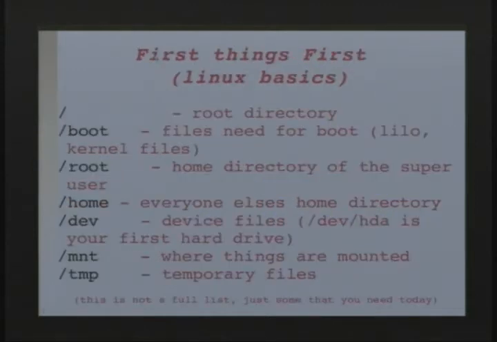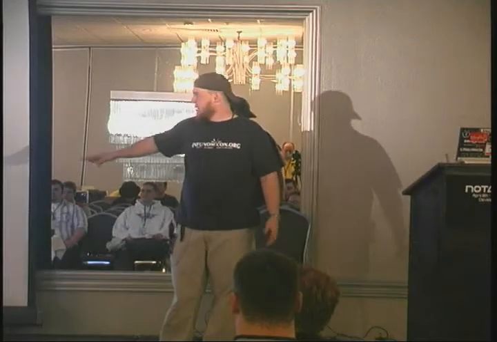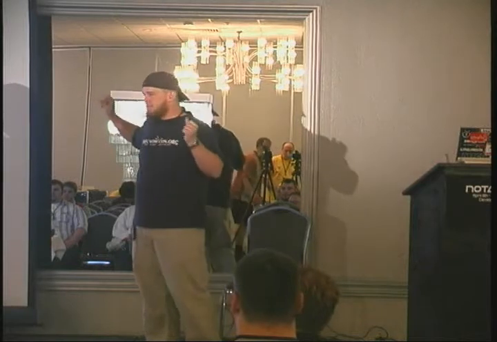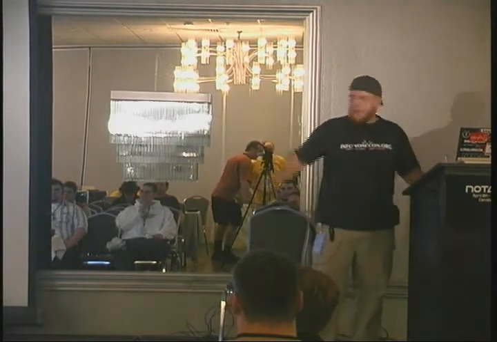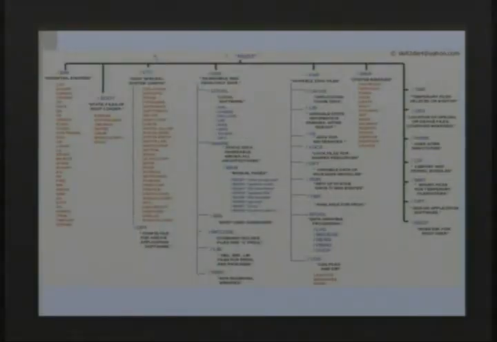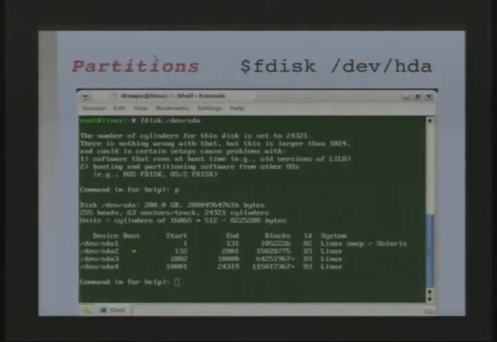Okay, first things first. Like in Windows, you have your C drive, and then there's Documents and Settings, and there's the Windows directory, and there's Program Files. Linux has the same thing. It's got boot, root, home, dev, mount, temp, things like that. You don't have to memorize everything that's on the slides. I put a lot of charts and stuff like this in it, so you can go back later and look at it if you're curious about it. And here's a really good example of that, this really awesome graphic I found.